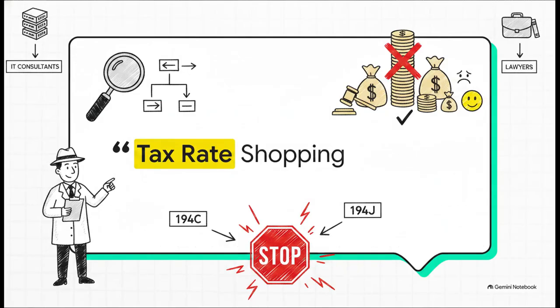And that difference in tax rates leads to the absolute ultimate auditor's red flag, tax rate shopping. Seriously, auditors actively hunt for accounts payable clerks who deliberately code expensive IT consultants or lawyers under 194C instead of the correct 194J. Why would they do that? Well, they're trying to do the vendor a favor, kind of helping them dodge that heavy 10% tax deduction. But listen, this reckless shortcut is exactly the kind of thing that exposes a company to devastating government fines.